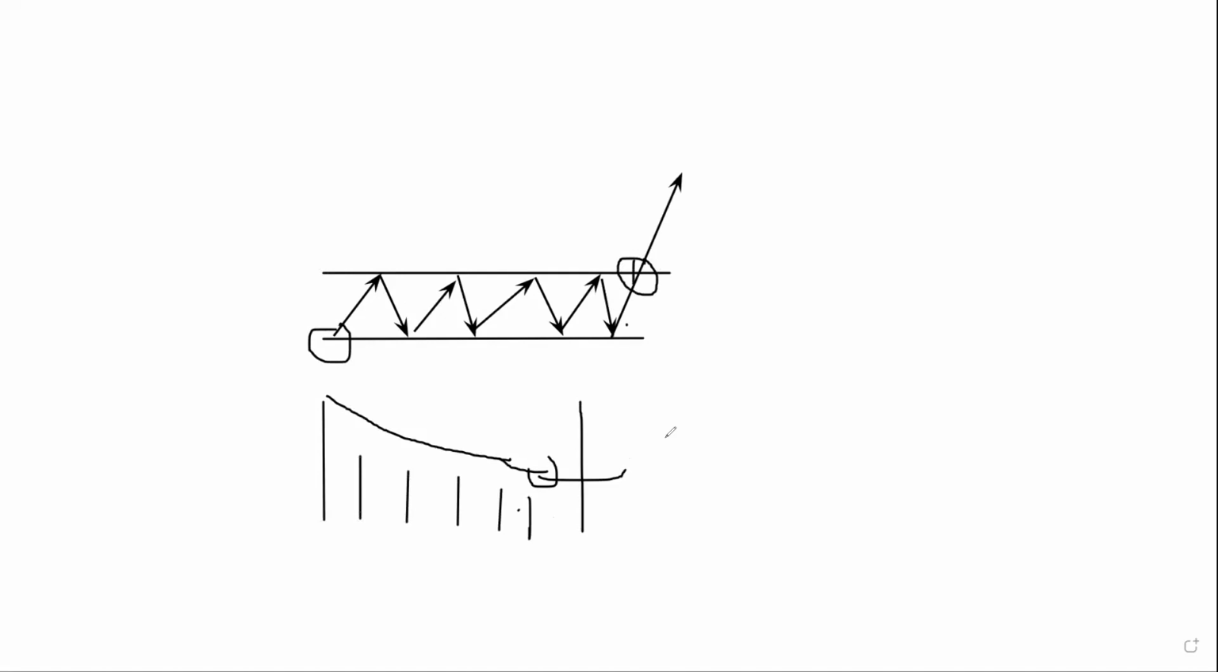Or you can have a second situation. The second situation is like this. This is situation one. This is situation two. Situation two is like this. For example, you have an accumulation here.